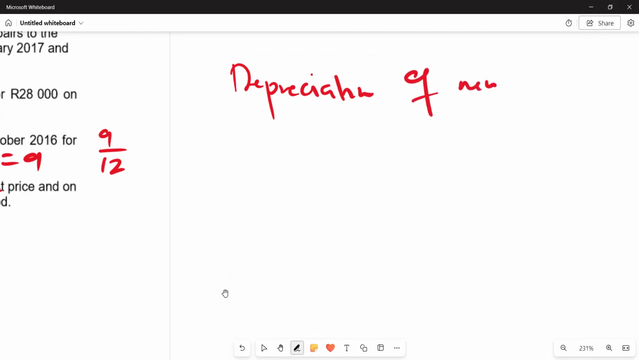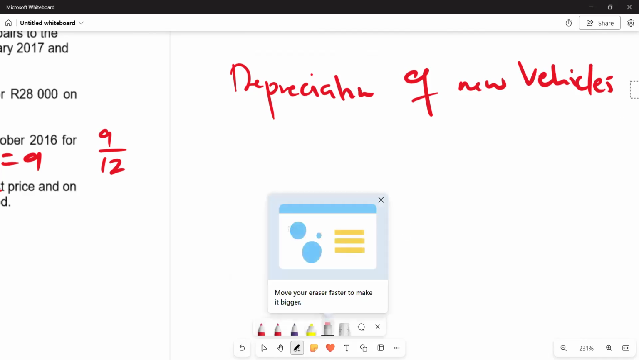Depreciation of new vehicle. Remember, this is just the new vehicle. The depreciation here for the year is going to be the total depreciation. So here we just want to calculate depreciation for the new vehicle, and then we can calculate for the old ones that were there in the business.